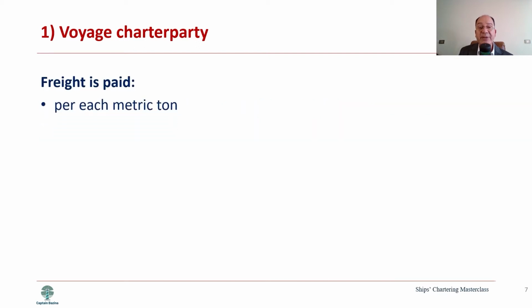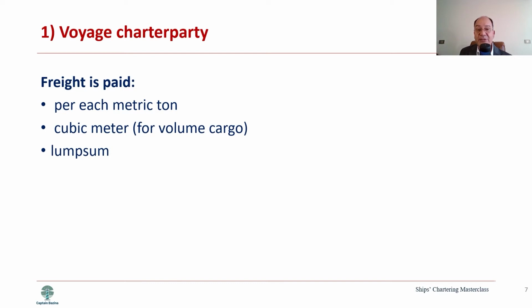So the freight is paid per metric ton or per cubic meter for volume cargo, or as a lump sum as agreed between the two parties, or as per Worldscale for tankers.